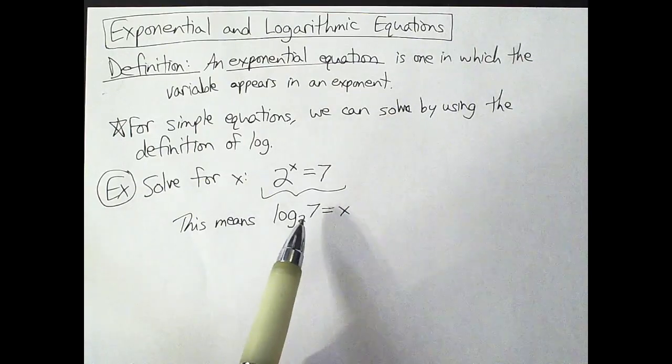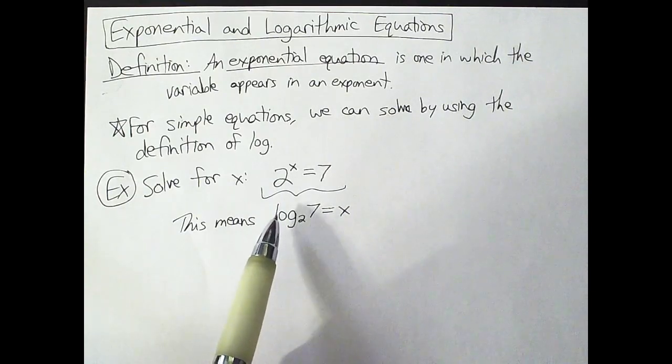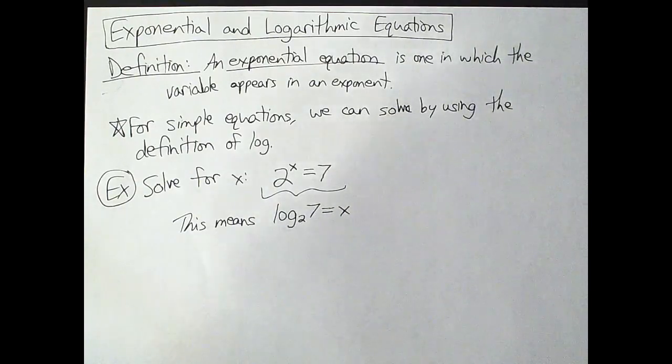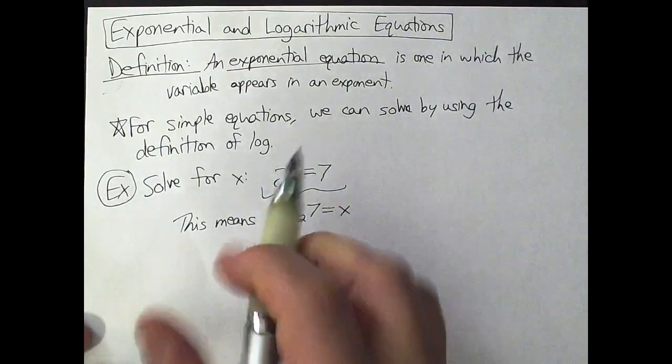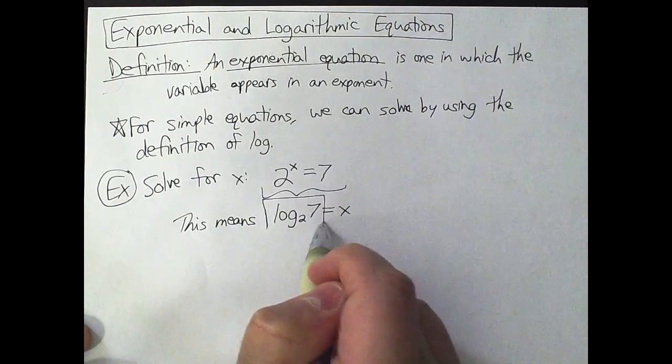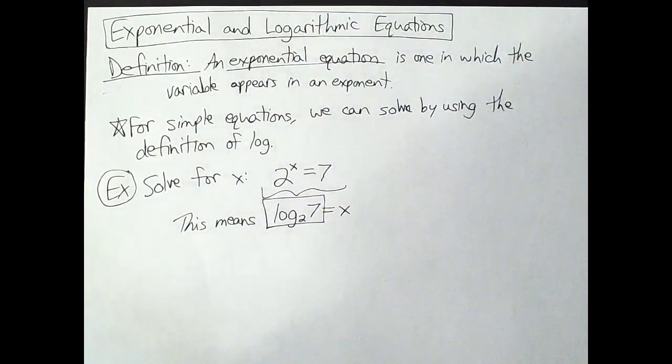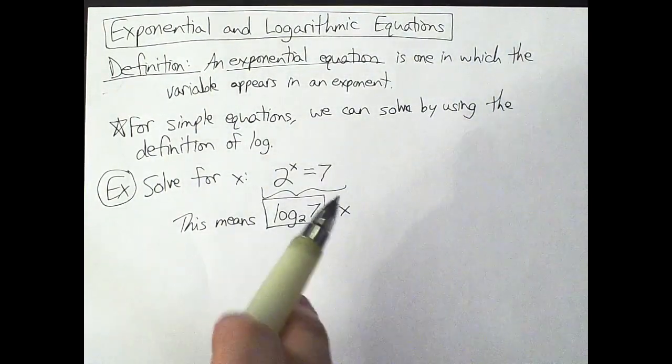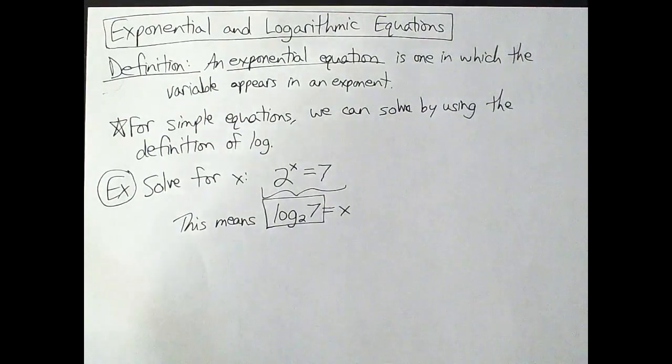There's the base, 2. 2 was being raised to a power, so the base is 2. And it says log base 2 of 7 equals x. In fact, it just so happens that we just solved it, right? We just found the answer. The answer is log base 2 of 7. That is what x equals. Now, that's not something we can simplify by hand. It's like saying 2 to what power equals 7.